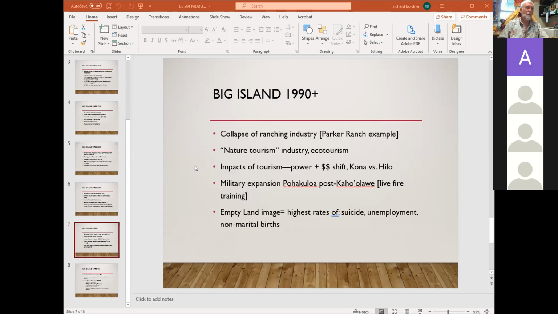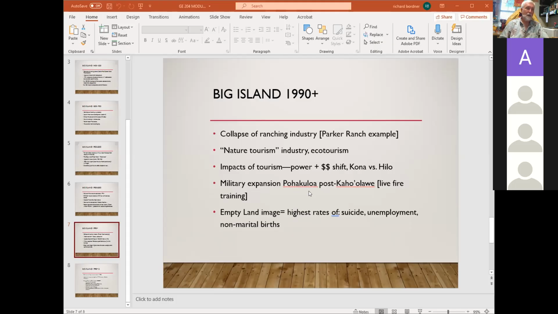And ever since then, your only other power that you have in terms of money is the military use of Pohakuloa, which expands after Kaho'olawe is given back to the state. Because at that point, Pohakuloa becomes the only other place where you can do live fire training to any huge extent. You can use little stuff at places like Makua, but you can't use the big booms because it scares the bejesus out of everyone. So Pohakuloa becomes the place the military uses.